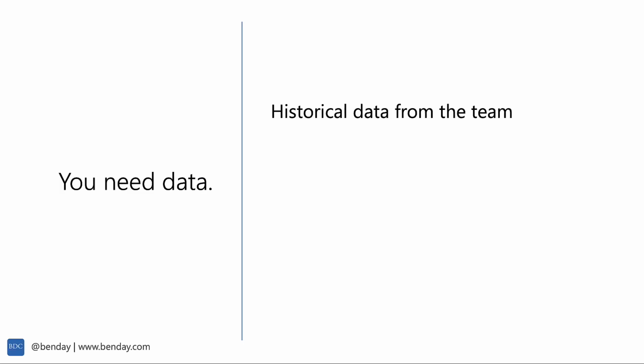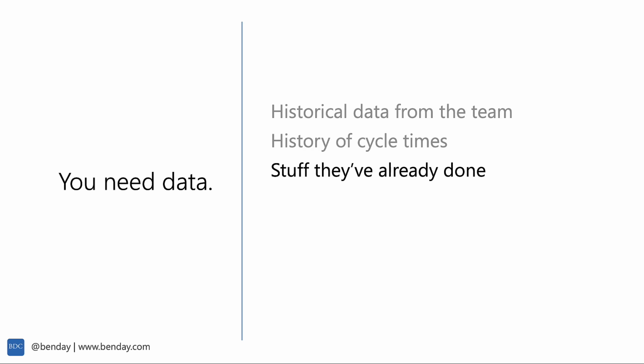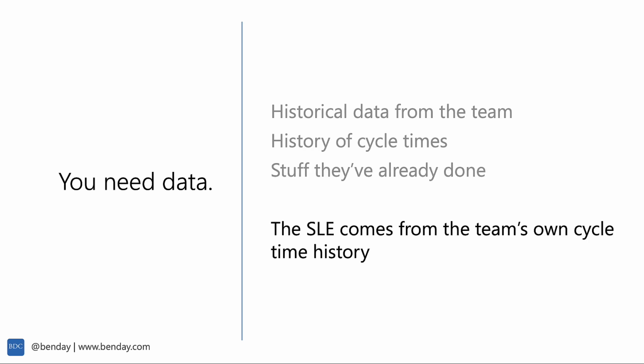It's the team's SLE, and it really helps to know how they've done in the past. And in order to do that, you need, well, data. So for that data, we want the historical data for how the team has delivered in the past. And that data is the history of cycle times. So you're going to look at stuff that they've already done. And from that work, from the historical cycle times on things they've already done, you're going to extract the team's likely service level expectation, their cycle time targets.